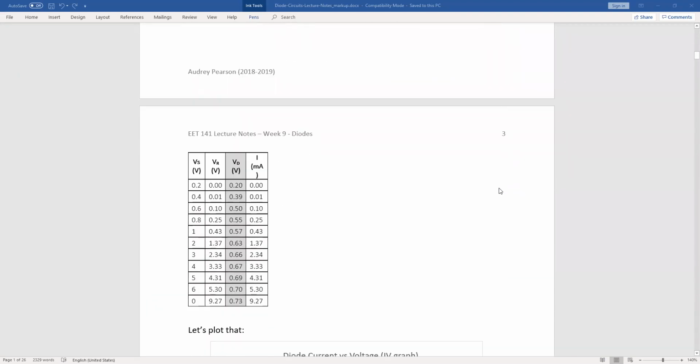So if you remember some of the measurements that you took in Lab 5, you got some results that looked a lot like this. This would be your voltage source right here, Vs, and we were applying different voltages starting at very small voltage values, and then we were measuring the voltage across the resistor and the voltage across the diode, and also computing the current that was flowing through the whole circuit.